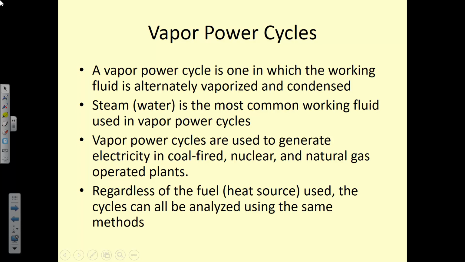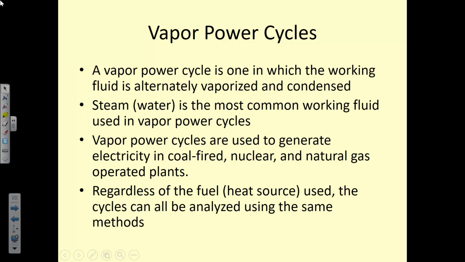The vapor power cycle, just by way of review, as we saw out there, you have a working fluid that alternates between a liquid and a steam, and they're used to generate electricity. So regardless of the fuel source, he was talking about coal-fired power plants, but was using a propane tank to actually heat or have combustion going in the boiler, we can still analyze them the same way.